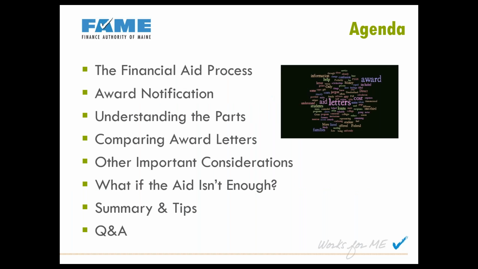Okay, we're going to cover a lot of information, and if we're unable to get through all of it, I will make sure to send out the materials to those of you that didn't receive the PDF. We're going to start by discussing an overview of the financial aid process, how notification works, understanding the parts of award letters, and perhaps most importantly, tips for comparing them. I'm going to use a kind of unique analogy. And then we'll cover other things to consider, what happens if the aid isn't enough, and leave you with some tips and helpful information.